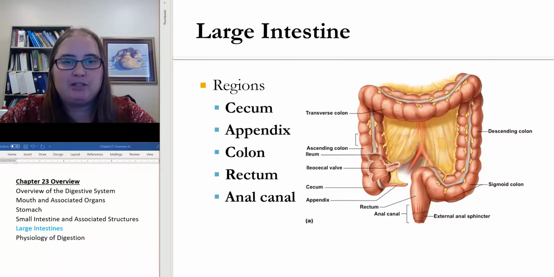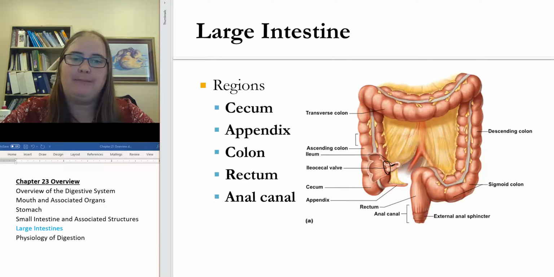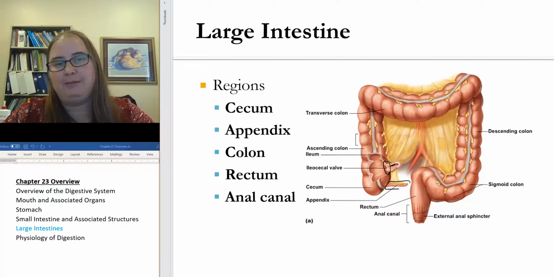So here is our ileocecal valve. This is the ileum of the small intestines, and this is the cecum of the large intestines. Now, what you can automatically see is the appendix is attached to the large intestines. However, where do you find the appendix in terms of organ systems?